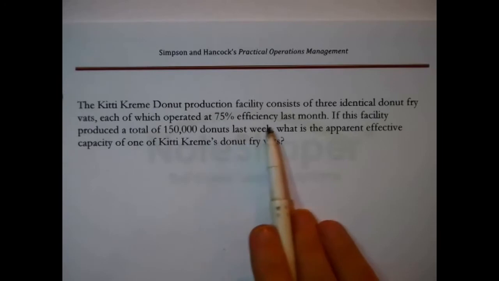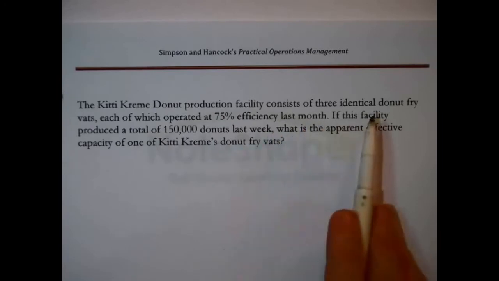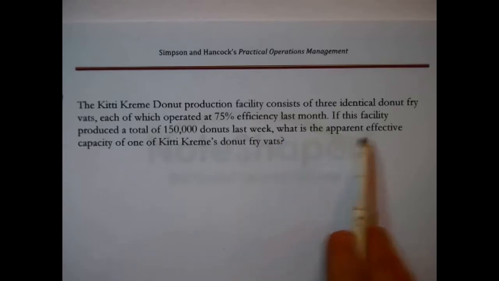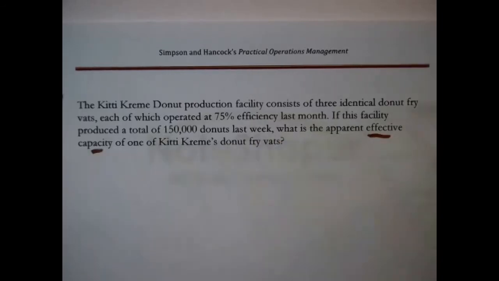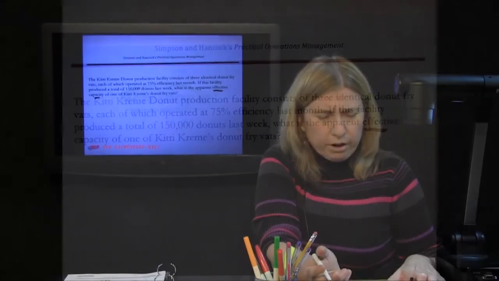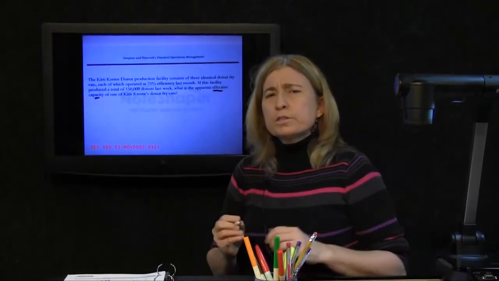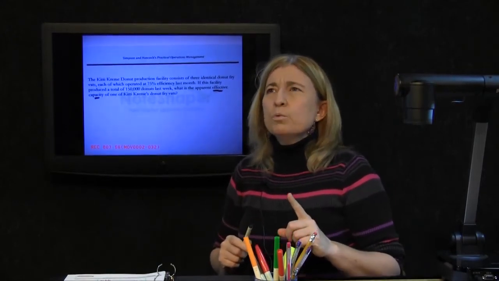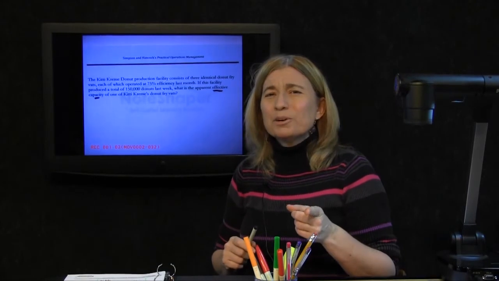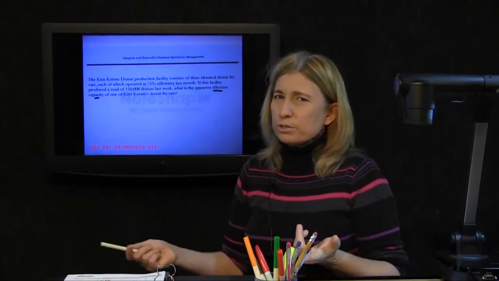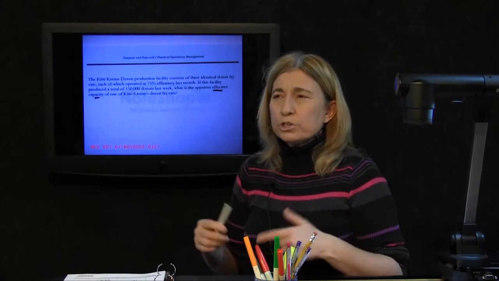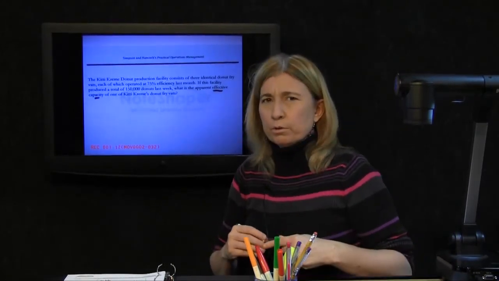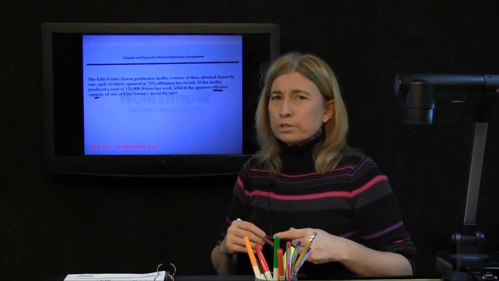at 75% efficiency last month. If the facility produced a total of 150,000 donuts last week, what is the apparent effective capacity of one of these Kitty Cream donut fry vats? Now, this particular question is also a good example of a question in which you need to use a formula, but the question gave you the answer to the formula. The question is not asking for the result of the formula. The question gave you the answer to the formula. It's asking you to look for something else.